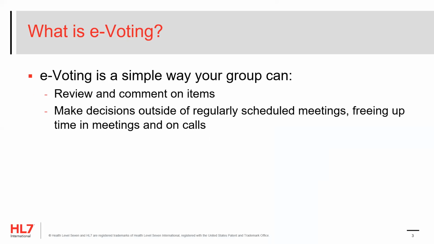E-voting is a simple way your group can review and comment on items and make decisions outside of regularly scheduled meetings, which frees up time in your meetings and on calls.